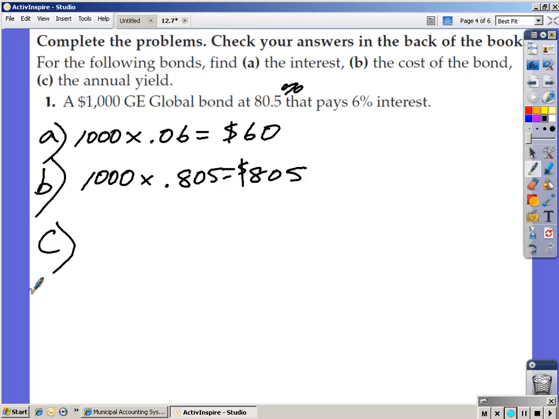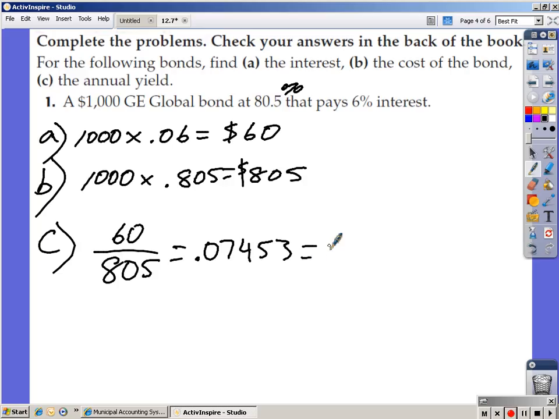Part C wants us to find the yield. 60 divided by 805. Plug that in the calculator, and you get 0.07453, which works out to be 7.45% yield. Okay? Hopefully you got that right.